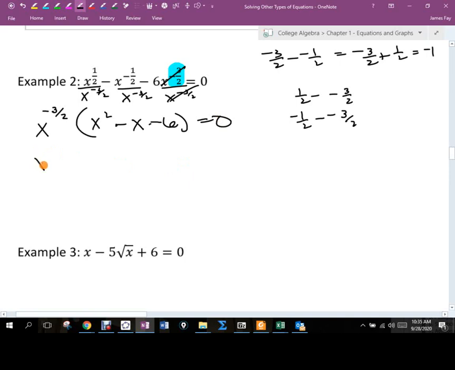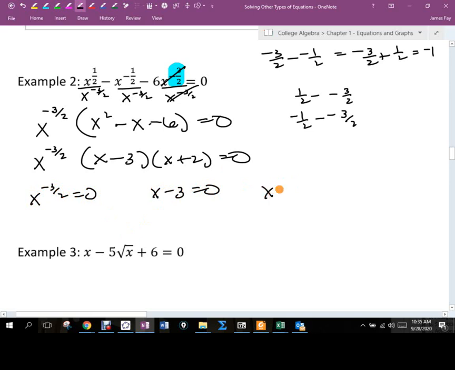So that factors into (x minus 3)(x plus 2). So this thing here, x to the negative 3/2 equals 0, x minus 3 equals 0, and x plus 2 equals 0. And then we get our solutions.